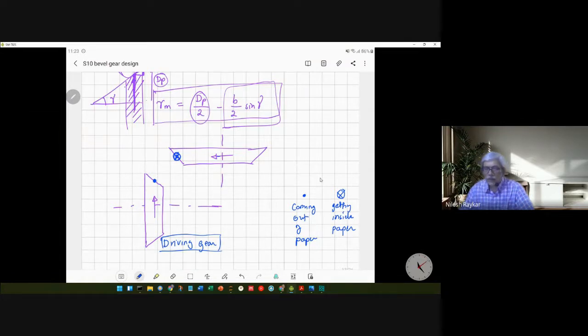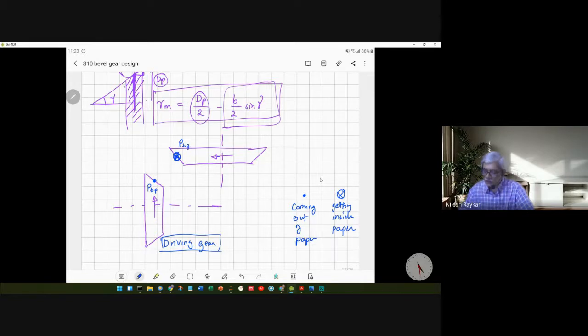And here it will be the dot symbol. Okay, so these are the tangential forces: PT, so this is PT for the pinion, and this is PT for the gear.